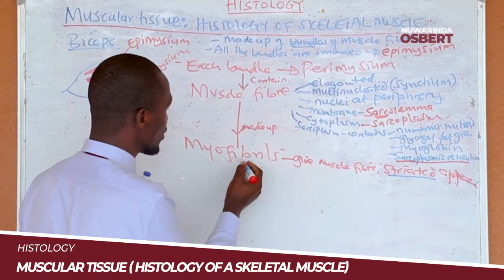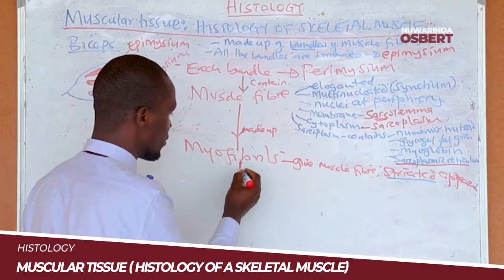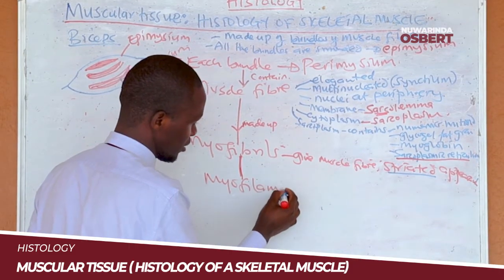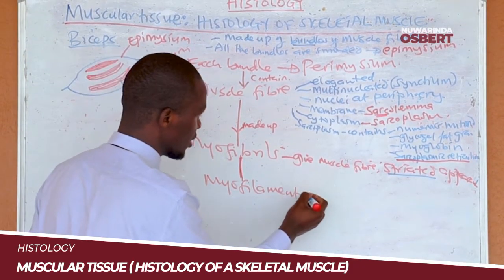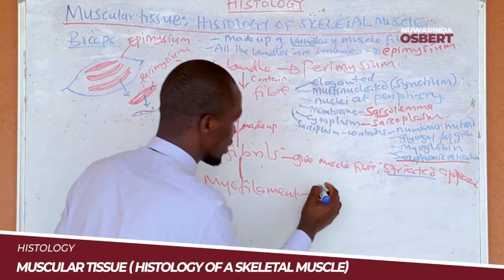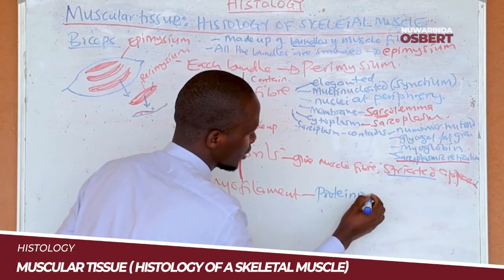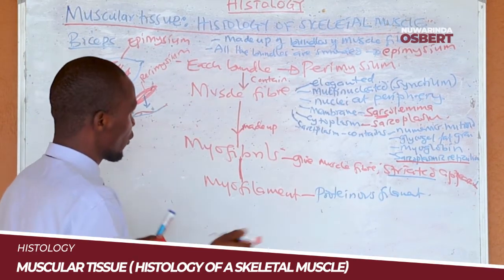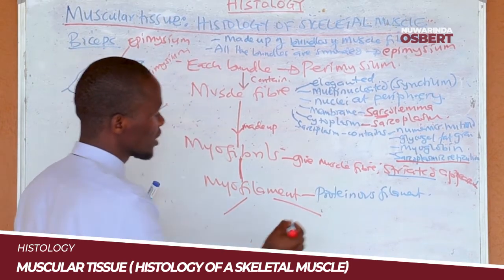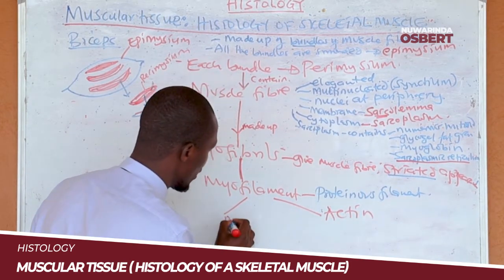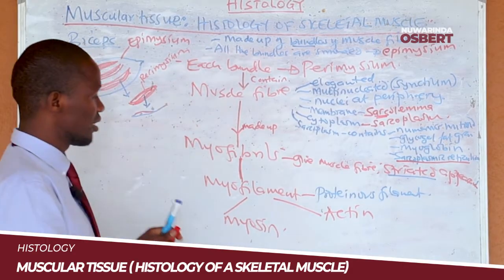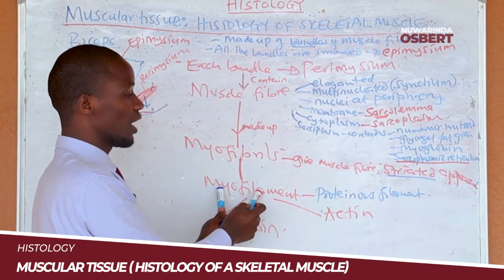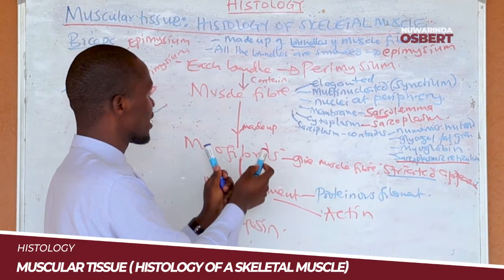each myofiber is made up of what we call myofilaments. These myofilaments are actually proteins. They are proteinous filaments. And when we talk about myofilaments, we're actually meaning two things: one is called actin, and another one is called myosin. In other words, myosin and actin are the ones we are calling the myofilaments, and these myofilaments are the ones we are referring to as the myofibrils.